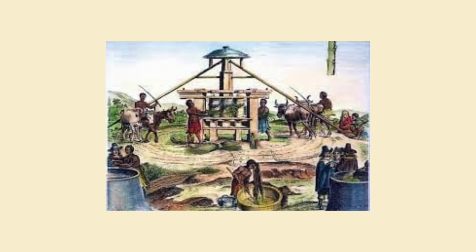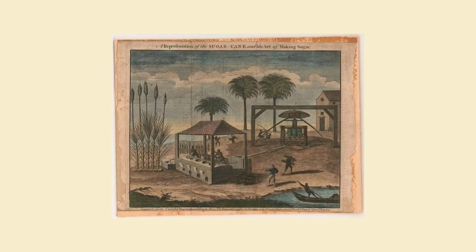Legacy and memory. The legacy of the sugar industry and its reliance on slave labor continues to impact the descendants of enslaved people and the economies of former colonies. The story of sugar is a reminder of the human cost behind everyday commodities and the importance of acknowledging and addressing historical injustices. Conclusion. The history of sugar is a complex narrative of sweetness marred by bitterness.